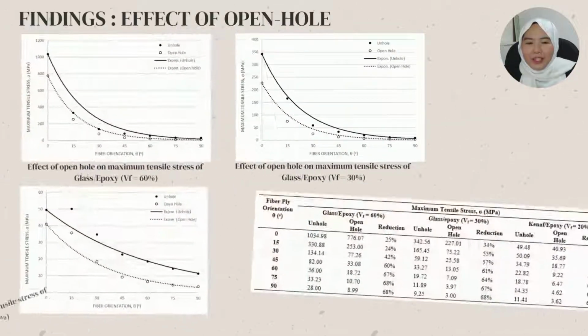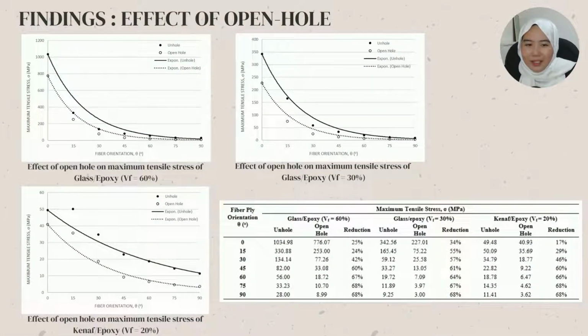The next finding is the effect of open hole on FRP composite. OHT and OHC testing provide valuable data for the allowable strength of FRP composite assembled with fasteners or to simulate a flaw in the composite. This slide shows the effect of open hole on the maximum tensile stress of glass epoxy and Kenaf epoxy composite.